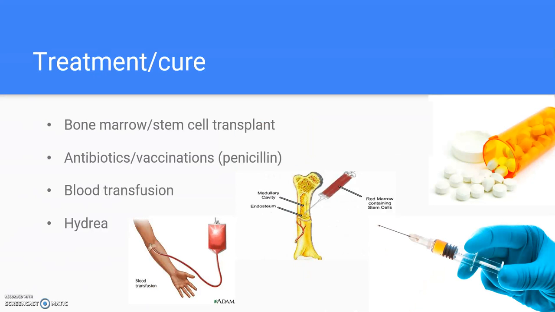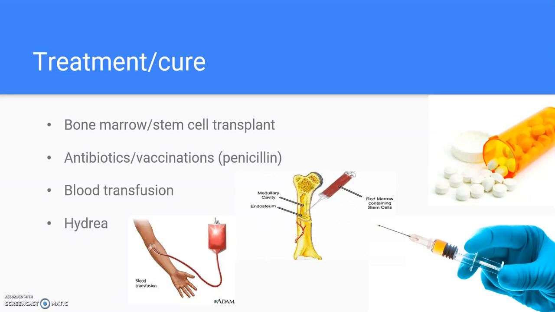Sickle cell anemia is a lifelong disorder. One way that could potentially cure it is with a bone marrow or stem cell transplant, which is just replacing the bone marrow that has been affected by the sickle cell anemia with healthy bone marrow. This is a dangerous procedure, so it isn't very common.